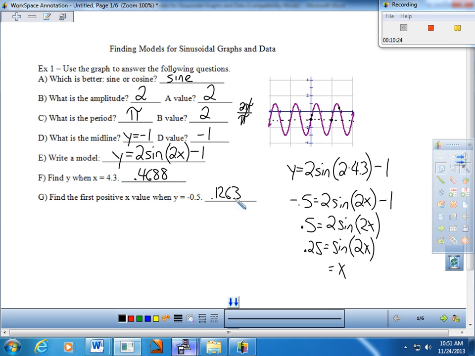Again, that is only one among an infinite number, but that is the answer right there. Horizontally, as we come up, we don't have to travel very far horizontally to hit that. And so there's your x value right there. Okay, good. So what did we say? 0.1263. I'll throw that in there as well.